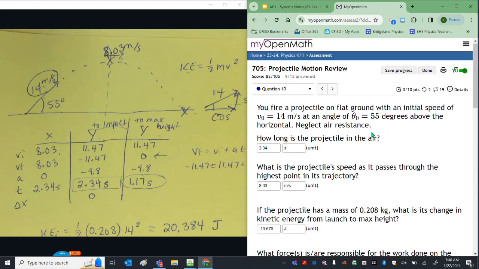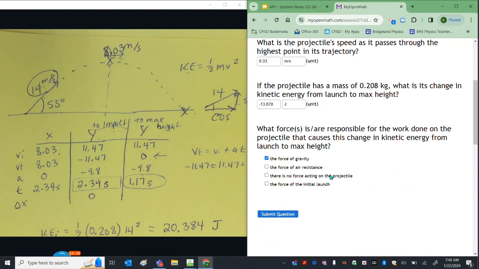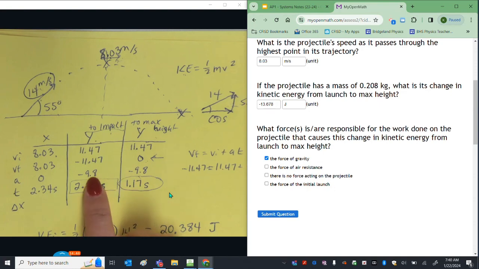It says to neglect air resistance in the question, but again, if we have a projectile, we have been assuming this from the beginning. Otherwise, we wouldn't be able to use all these numbers over here. I wouldn't be able to solve this question if there was air resistance. So we've always been assuming no air resistance, therefore I'm not going to pick that.